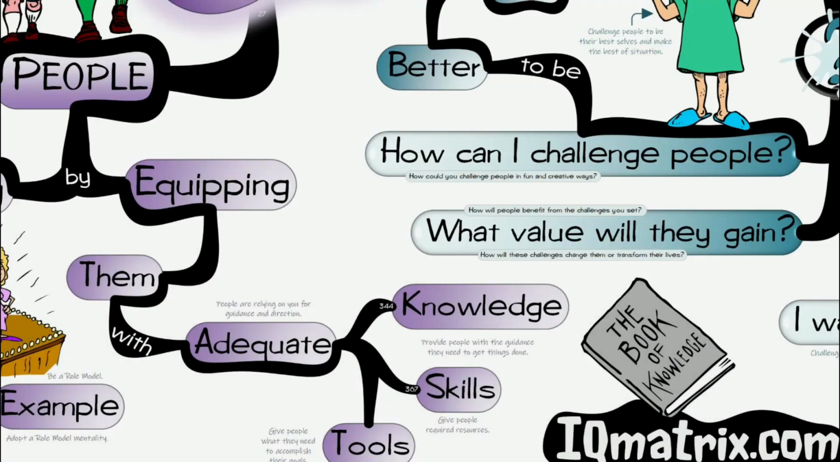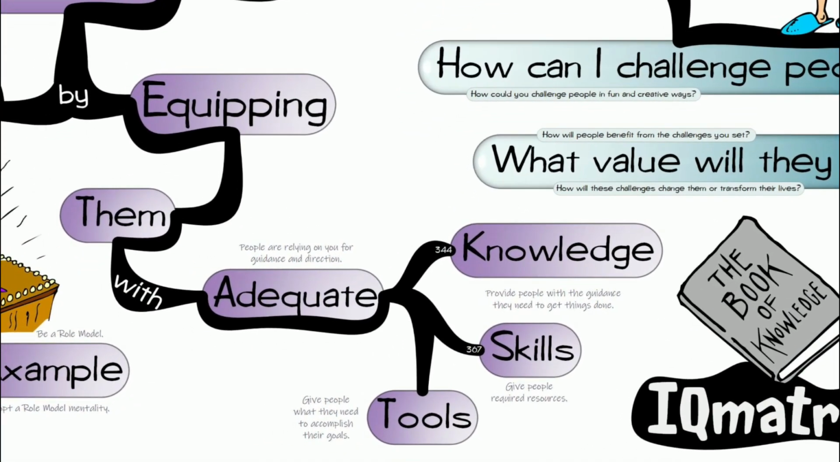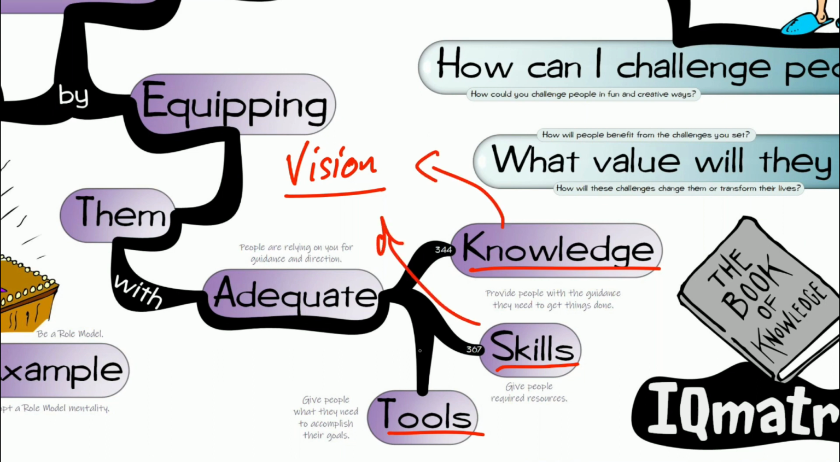But there is this one final thing that you also need to address, and that is equipping people with adequate knowledge, skills, and tools. You have this vision of the future, but if you do not equip people with the right knowledge, skills, and tools to accomplish that vision, you don't provide them with the adequate support they need, then people will not have the confidence to get the job done.